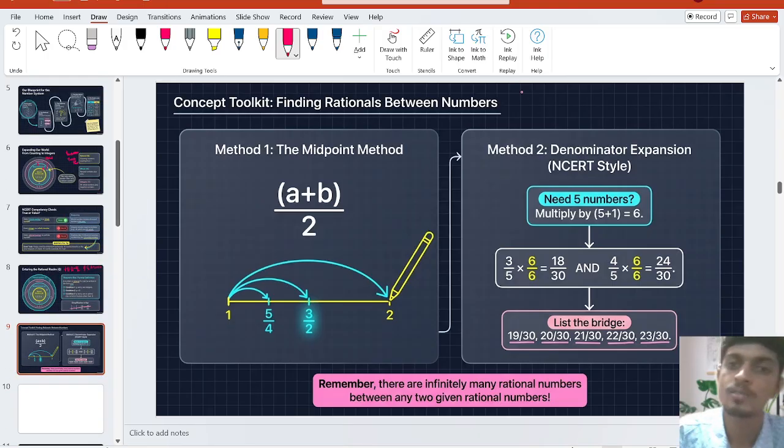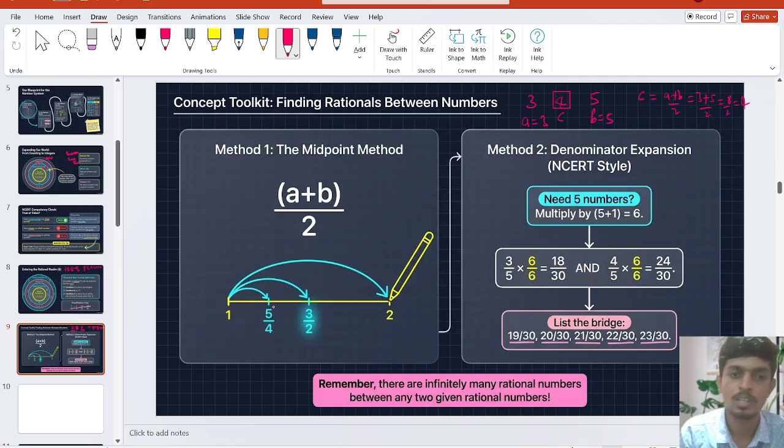Suppose 3 and 5 are here. We have to find the midpoint. Suppose A is equal to 3 and B is equal to 5. We need to find the number which lies exactly between 3 and 5. In order to find this, you have to apply this method: C is equal to A plus B by 2. So apply 3 plus 5 by 2. You get 8 by 2, you get 4. So 4 is the number which lies exactly between 3 and 5. So we use the midpoint method.